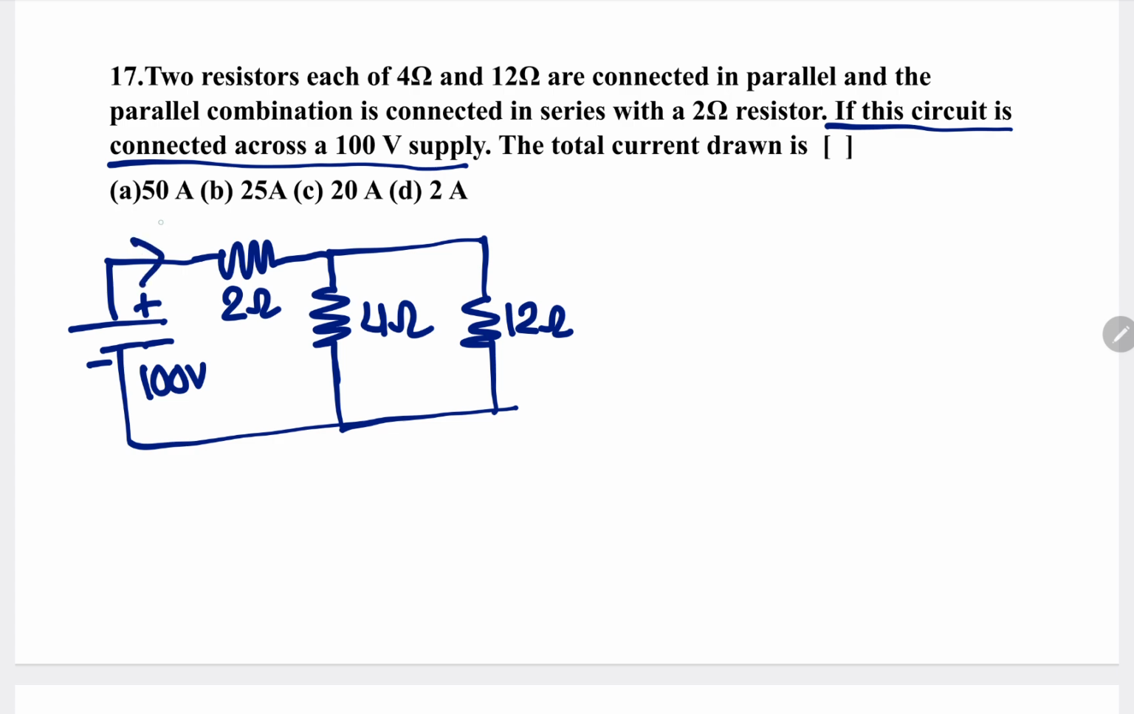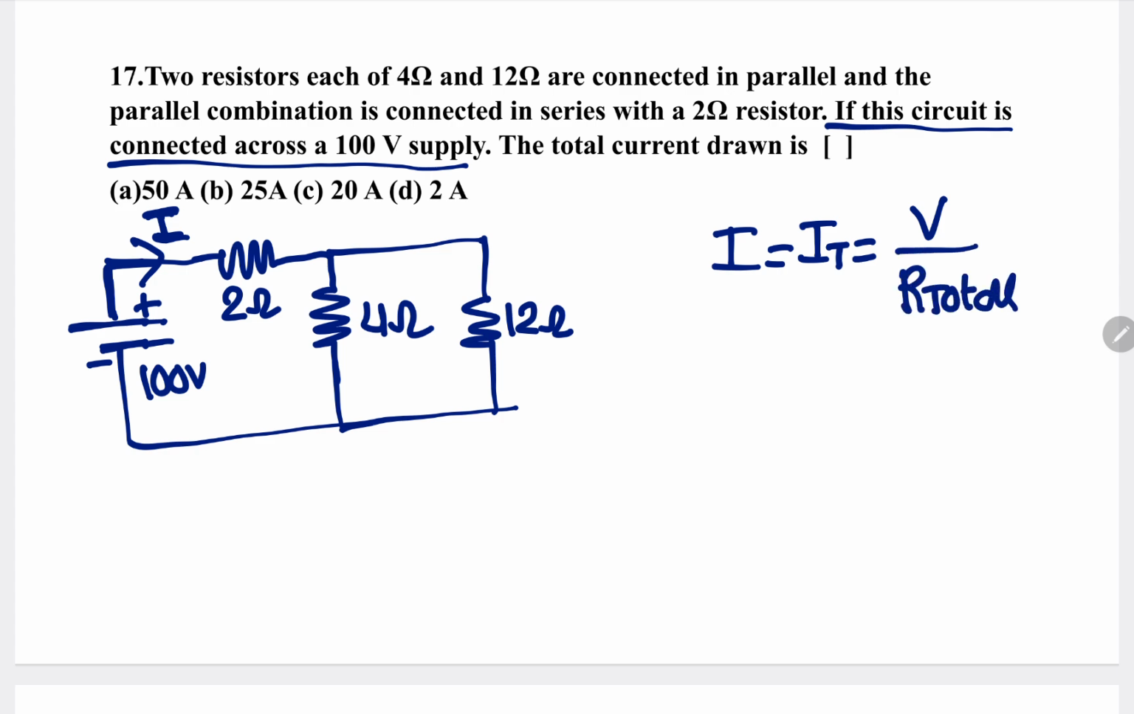Remember, the total current drawn we want to calculate is the current supplied by this particular source. This I value is the total current. So total current is equal to voltage divided by total resistance.